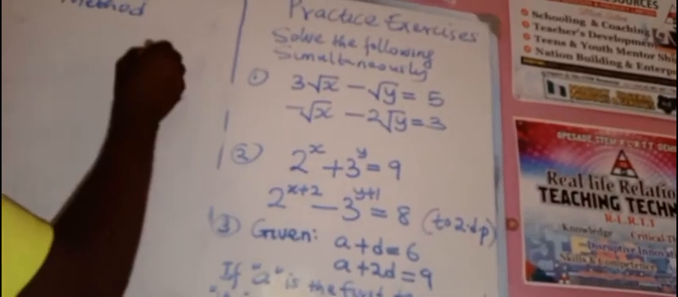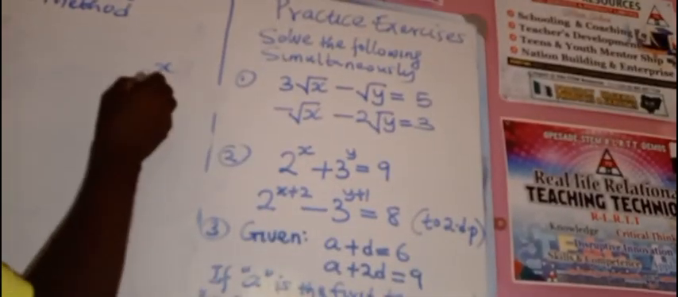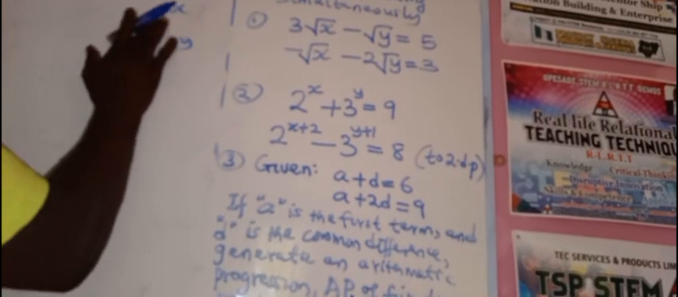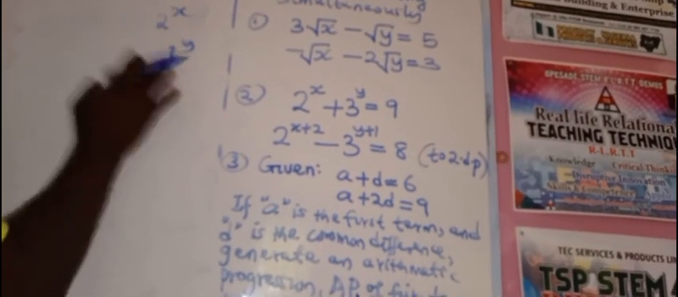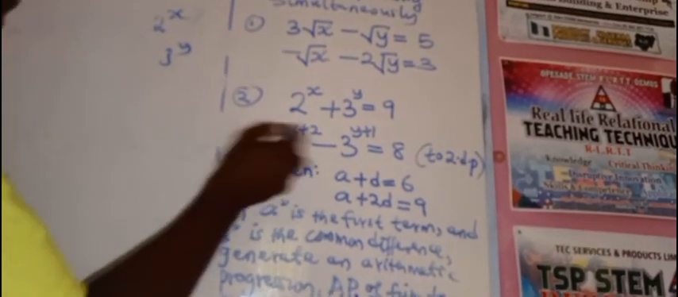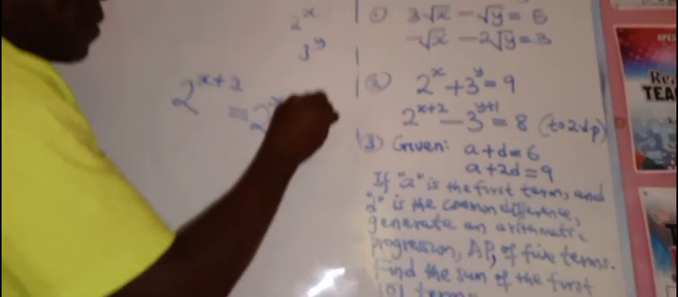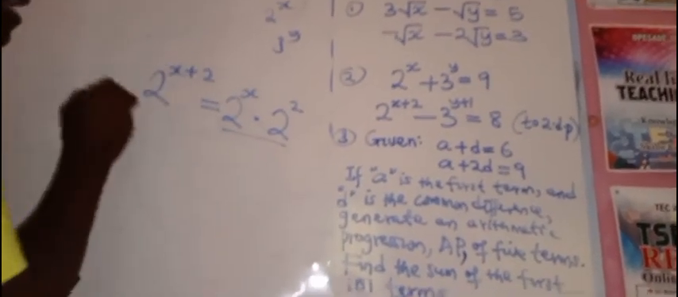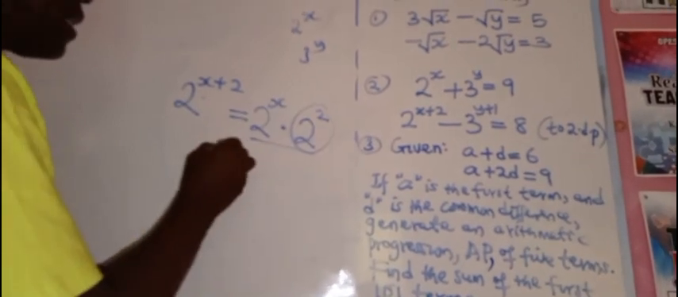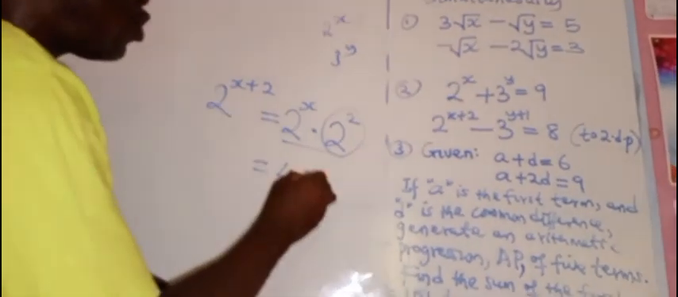Okay. Now the next one is this one. If you look at this, you can see 2 raised power x, you can see 3 raised power y, and it cannot be splitted further. There's no way you can break 2 and 3. Now, then the only issue now is this one. Look at this. They gave you 2 raised to power x plus 2. You will need to break it like this. Law of indices, 2 raised to power x times 2 raised to power 2. Because this is what they do to get this. Is that clear? Now this is 4. That means this is like say 4 dot 2 raised to power x.